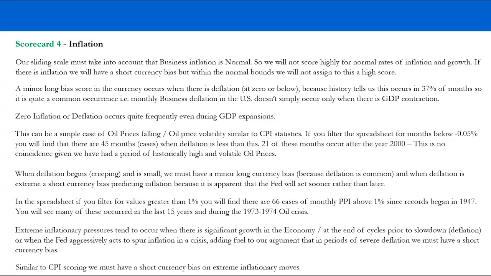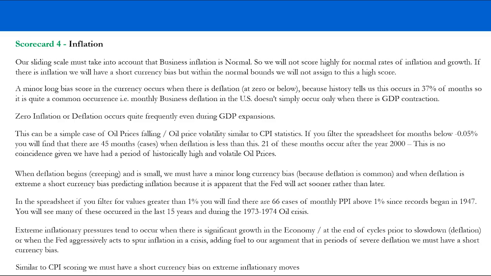So let's not forget also that this is the PPI including food and energy. So when we think of this in the bigger picture, maybe we need to drill down and see what's going on here. Because this can actually be a simple case of oil prices falling or some sort of oil price volatility that we experienced earlier in the CPI stats. Now, if you filter the spreadsheet for months below minus 0.05%, what you're going to find is that there's 45 months or cases when deflation is less than this.